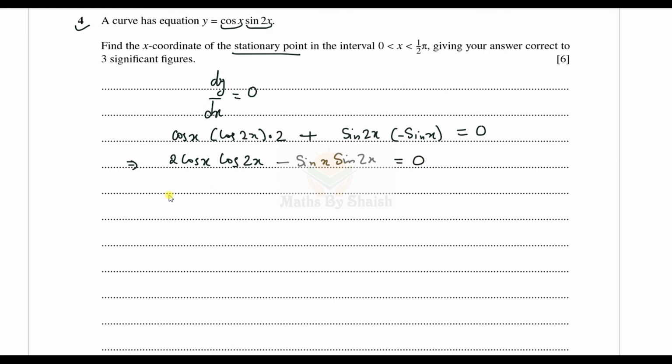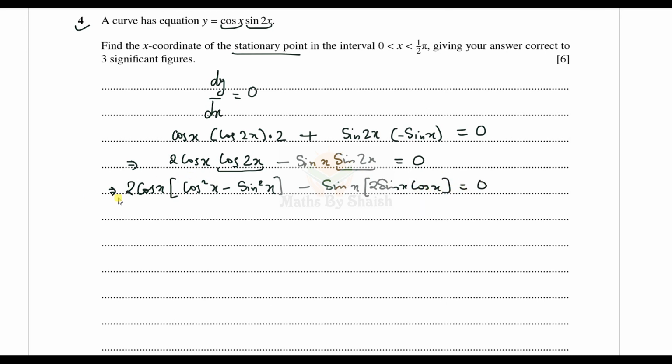So for a stationary point, the x coordinate, this is 0. Now we need to find the value of x from here. There are so many 2x, this double angle, so that we can get the things in cos and sin separately. So it is 2 times cos x into cos 2x, which is cos square x minus sin square x, minus sin x into sin 2x, which is 2 sin x cos x, is equal to 0.